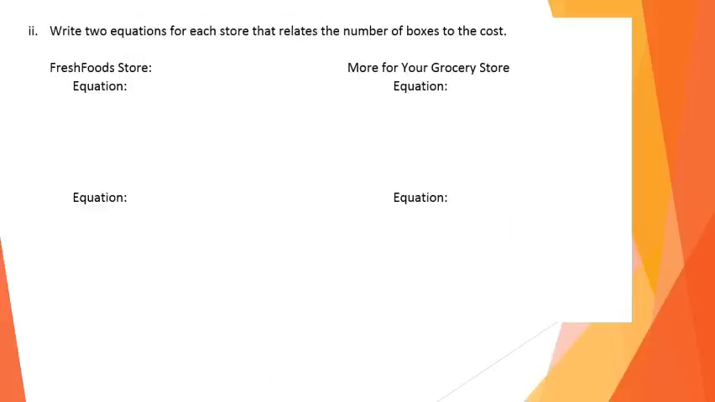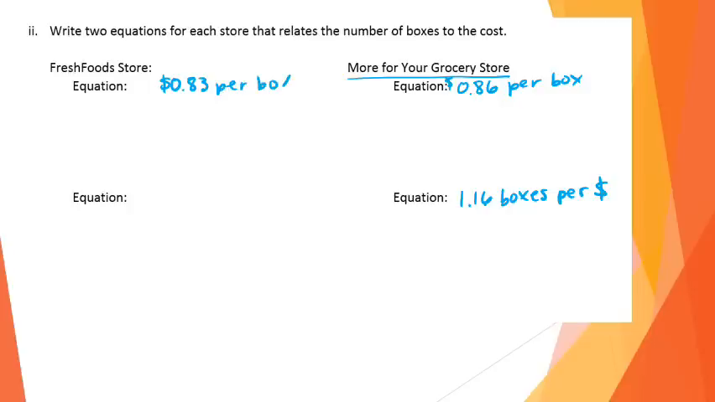Now I'm going to go ahead and write my equations. So for More for Your Money grocery store, I know this is the one that we did first. It's on this other side here. We had one rate that was 86 cents per box. And my other rate was 1.16 boxes per dollar. And the Fresh Food store, it was 83 cents per box and 1 2/10 of a box per dollar.